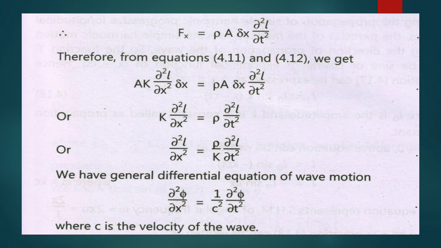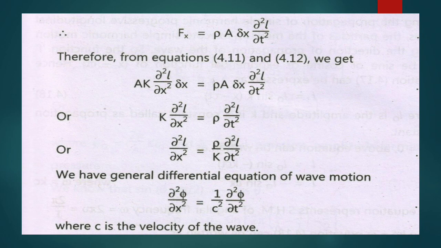Comparing the two equations, we get AK ∂²l/∂x² into delta x is equal to rho A delta x ∂²l/∂t². Simplifying this equation, we get K ∂²l/∂x² is equal to rho ∂²l/∂t², or ∂²l/∂x² is equal to rho by K ∂²l/∂t².